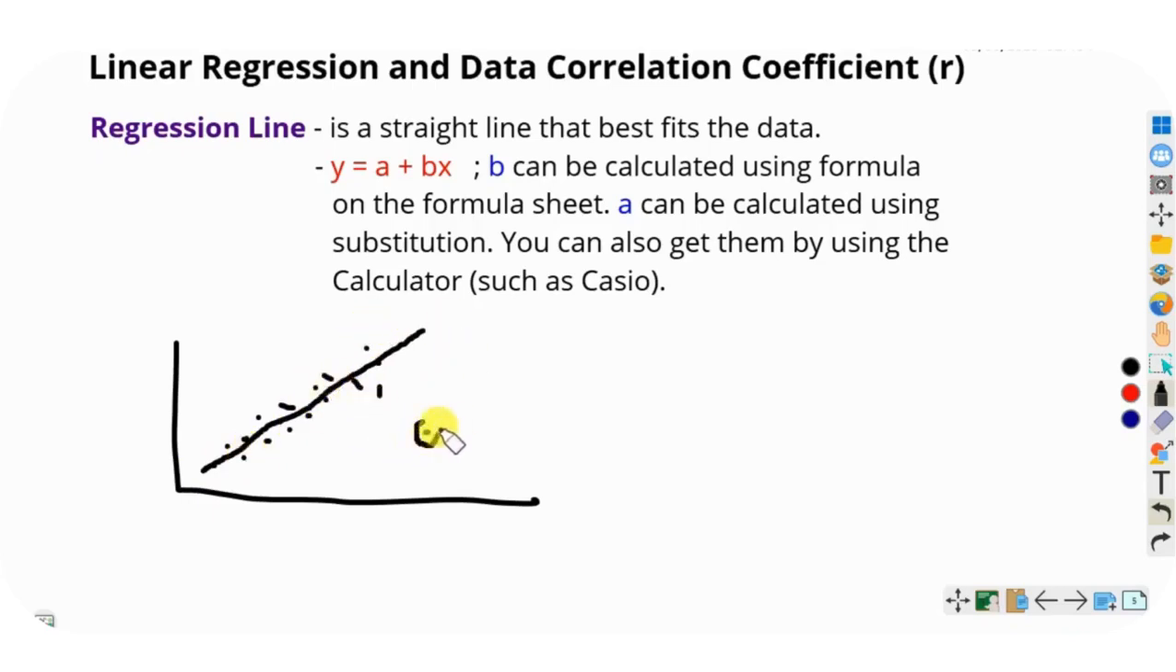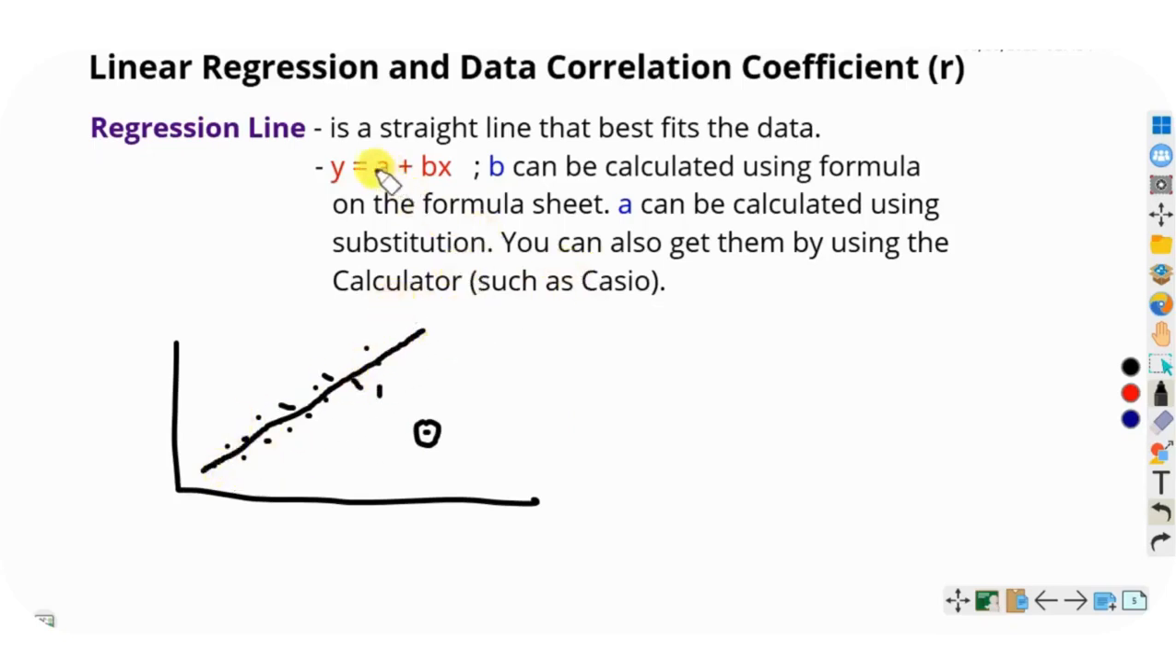And look at this point, how far it is from that line. So this would be what? An outlier, as I have explained on the previous page. This would be an outlier because it's too far from the regression line. Okay, it does not correlate properly with the rest of the information.